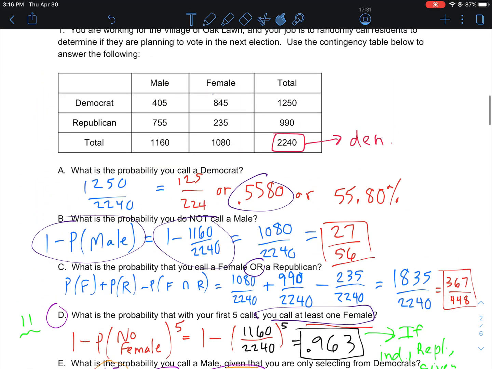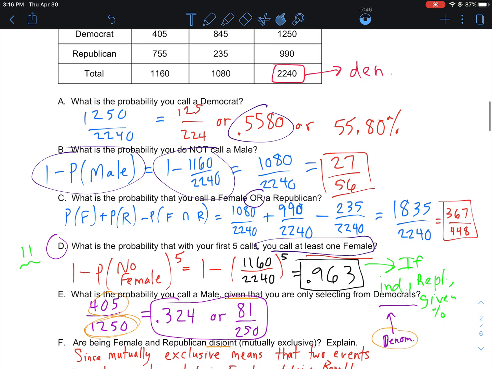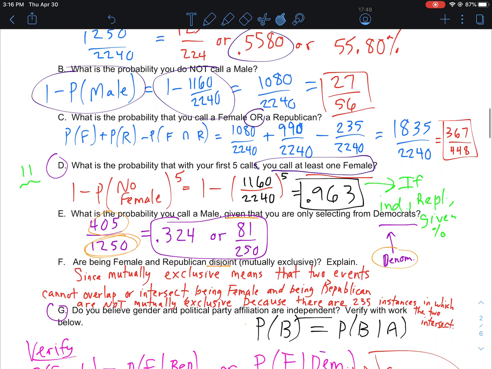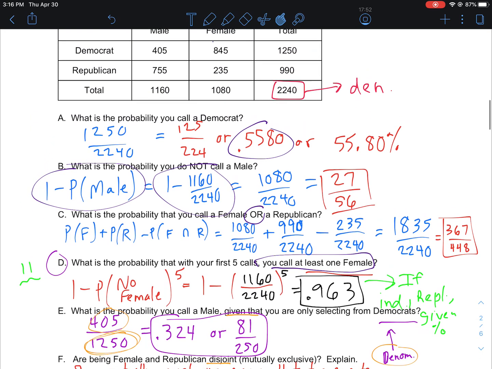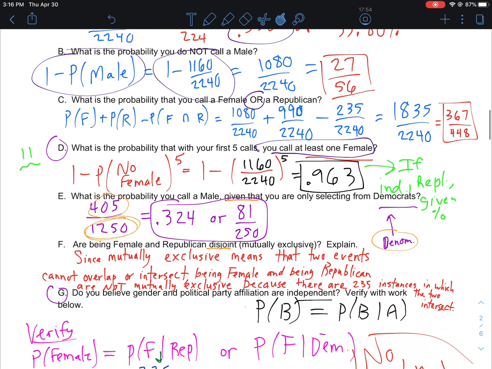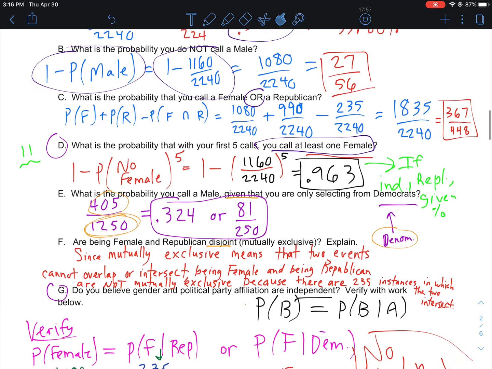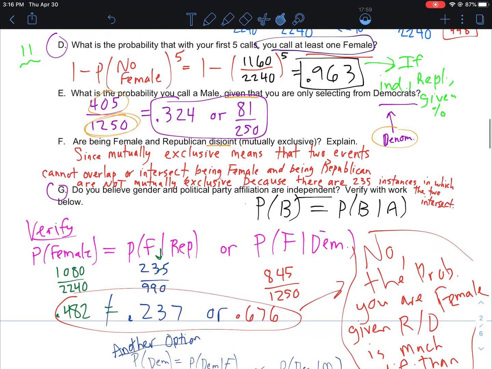Well, in this case, with a contingency table, they all intersect. There are male Democrats and male Republicans. There are female Democrats and female Republicans. So none of them are really disjoint in this case. So for them to say, are being female and Republican disjoint? No. There is overlap. There is, as a matter of fact, 235 female Republicans.